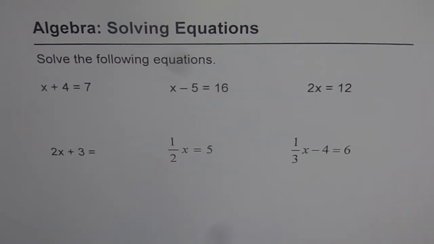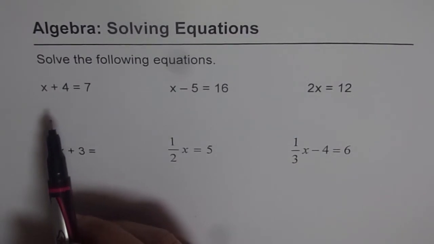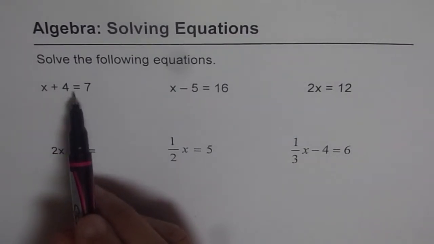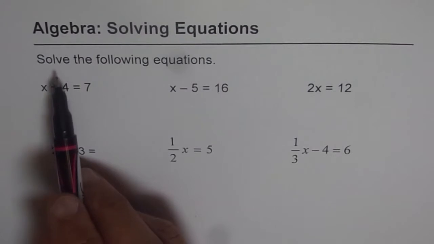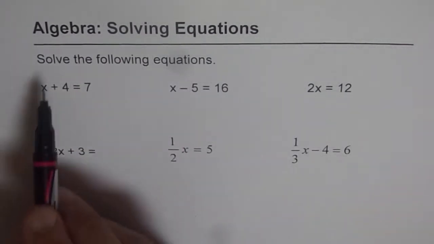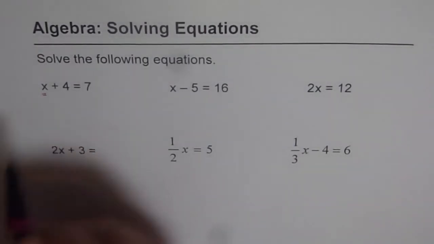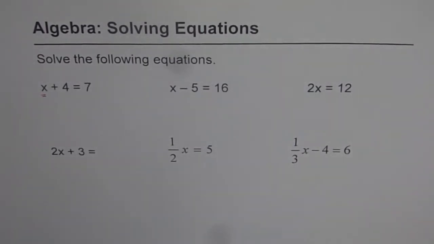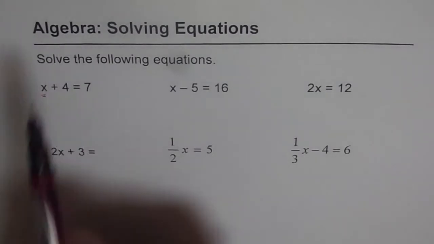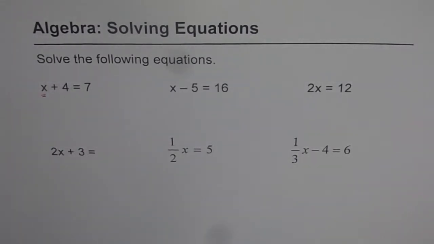So go through this video very carefully, and in case you missed some point, you should go back and see it again. Okay, so let's start with the very first question, which is x plus 4 equals 7. When we say solve the following equations, solve means to find the value of the variable. In this case, the variable is x. Also, let me remind you, when we are talking about algebra, we are always talking about some variable. So there has to be a variable when we are talking about algebra.